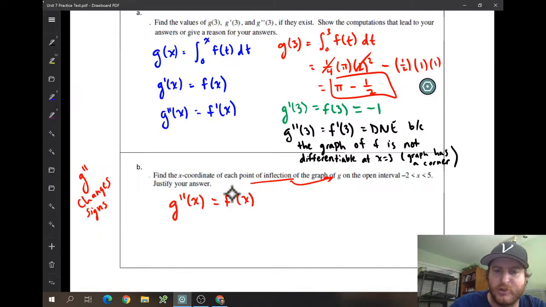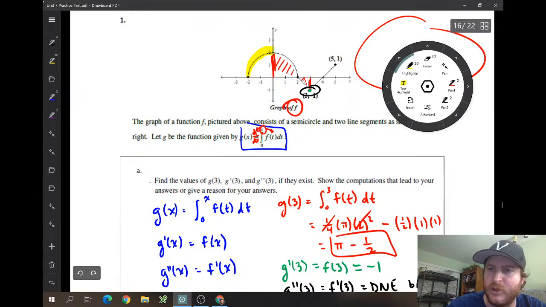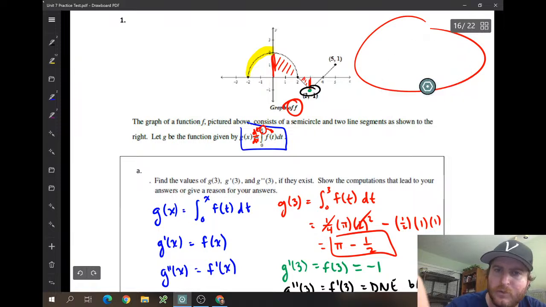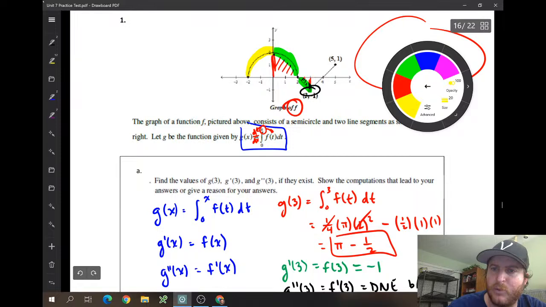So if we want this to change signs, we want f prime to be changing signs. F prime would be the slope. So where does the slope change signs? Where does the slope change between positive slope and negative slope? If we look at this graph, we're increasing, increasing, increasing, and then we start decreasing. Then there is a kink here, but it keeps decreasing. And then we increase again.